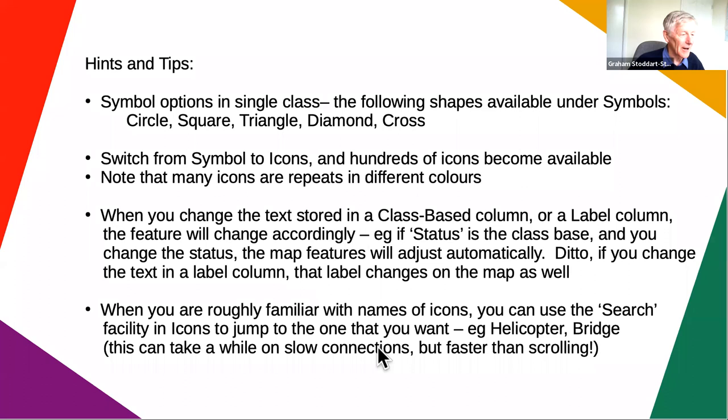Once you have an idea of what the names of some of the icons are in that icon list, there is a search facility, a little magnifying glass up in the top left corner, where you can type in roughly what you want. And I say roughly because it's one of those things that takes a bit of getting to know before you can use it effectively. But once you get an idea of what you're looking for, then you can type in the name and it'll get you to that icon much more quickly than scrolling. But it may not seem that way if you have a slow connection. So be patient, please, but it does work.